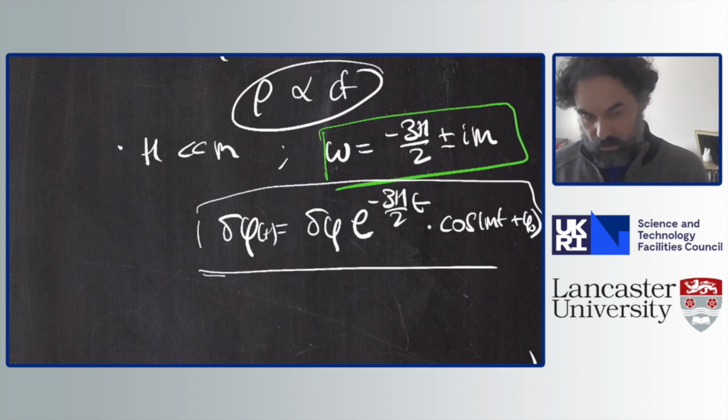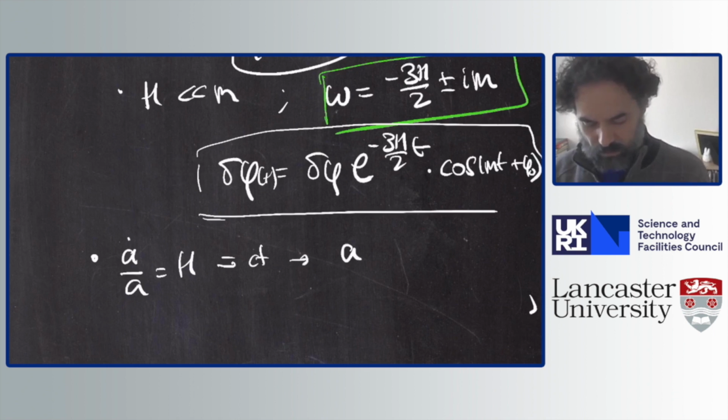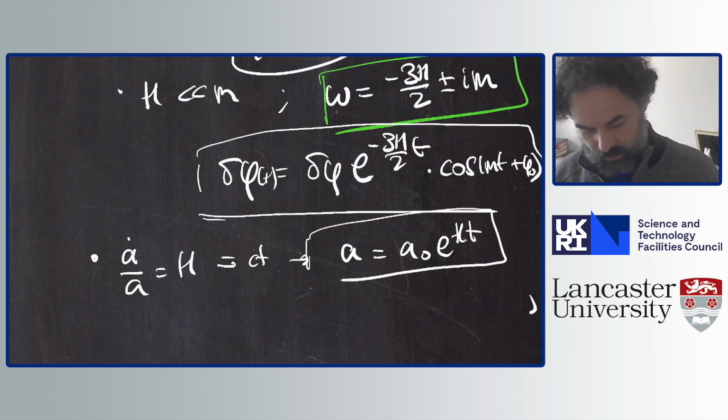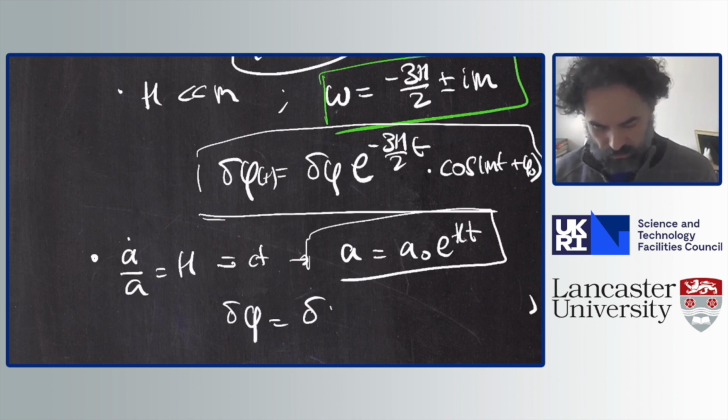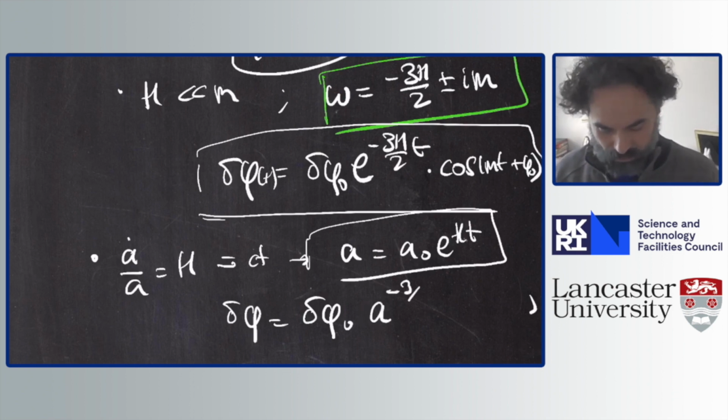It decays with time, so it looks like we are on a better track now in this case. And indeed, when we compare it with a, so remember that we are in the situation where H is constant. So if this is constant, a behaves as an exponential. So you can plug this back up here and realize that indeed delta phi behaves as delta phi 0 times a to the minus 3/2 times cos.